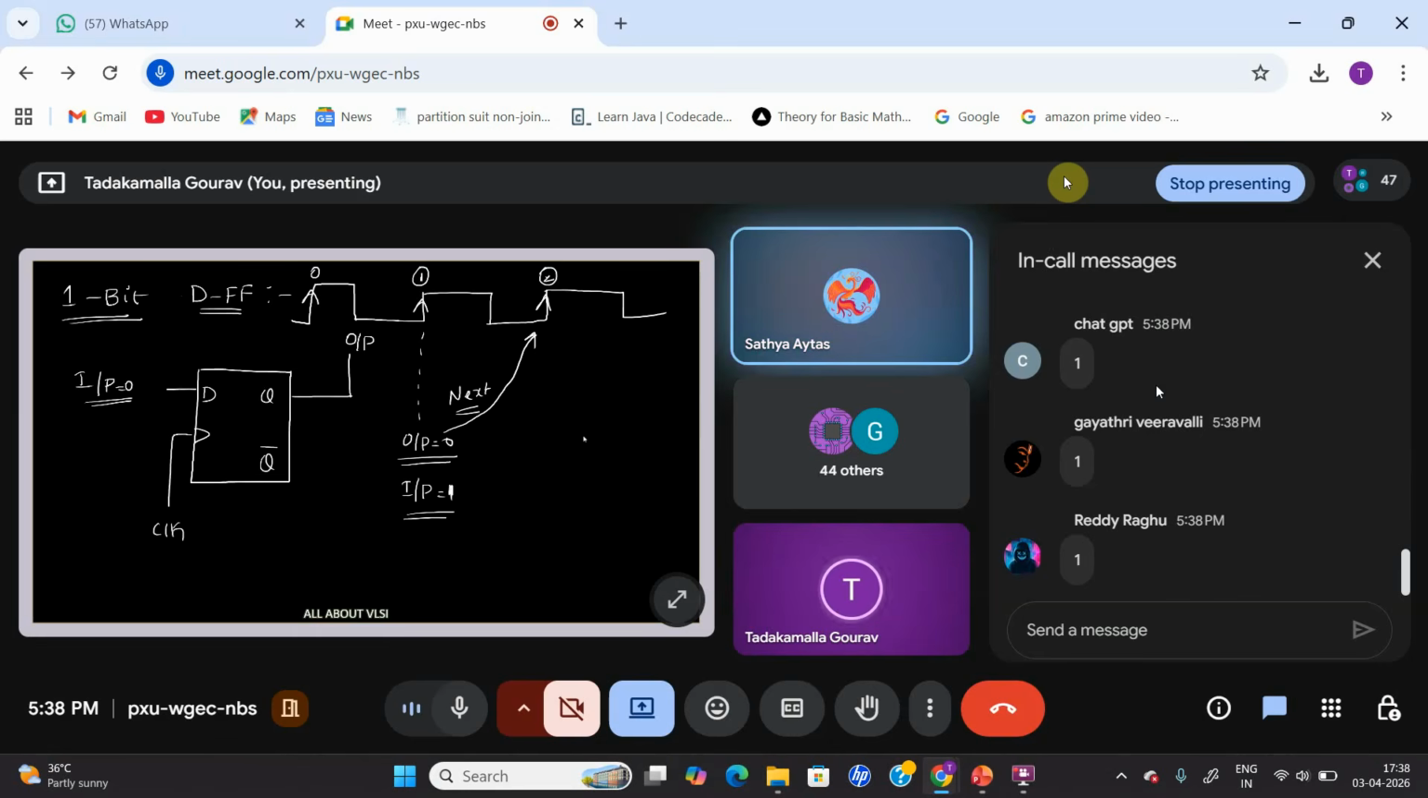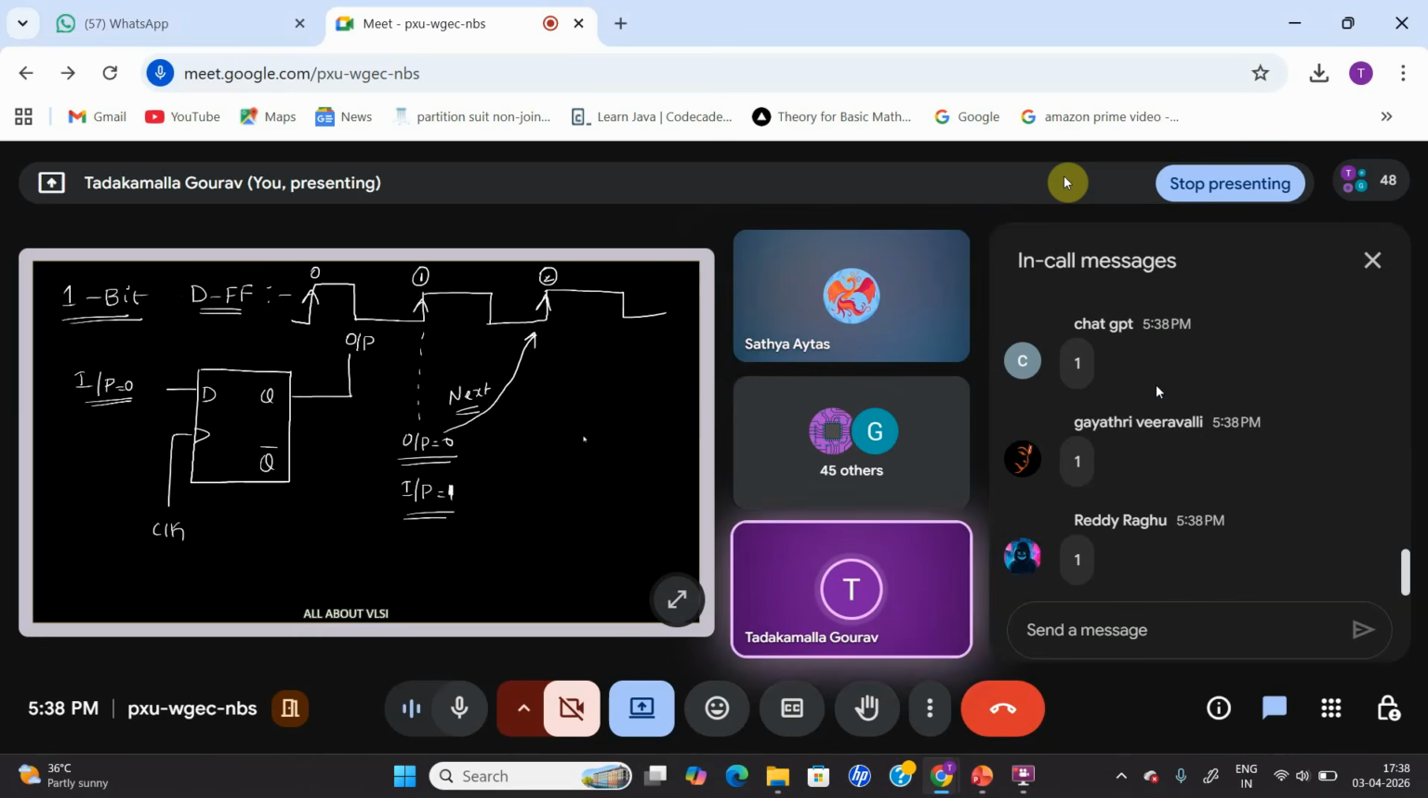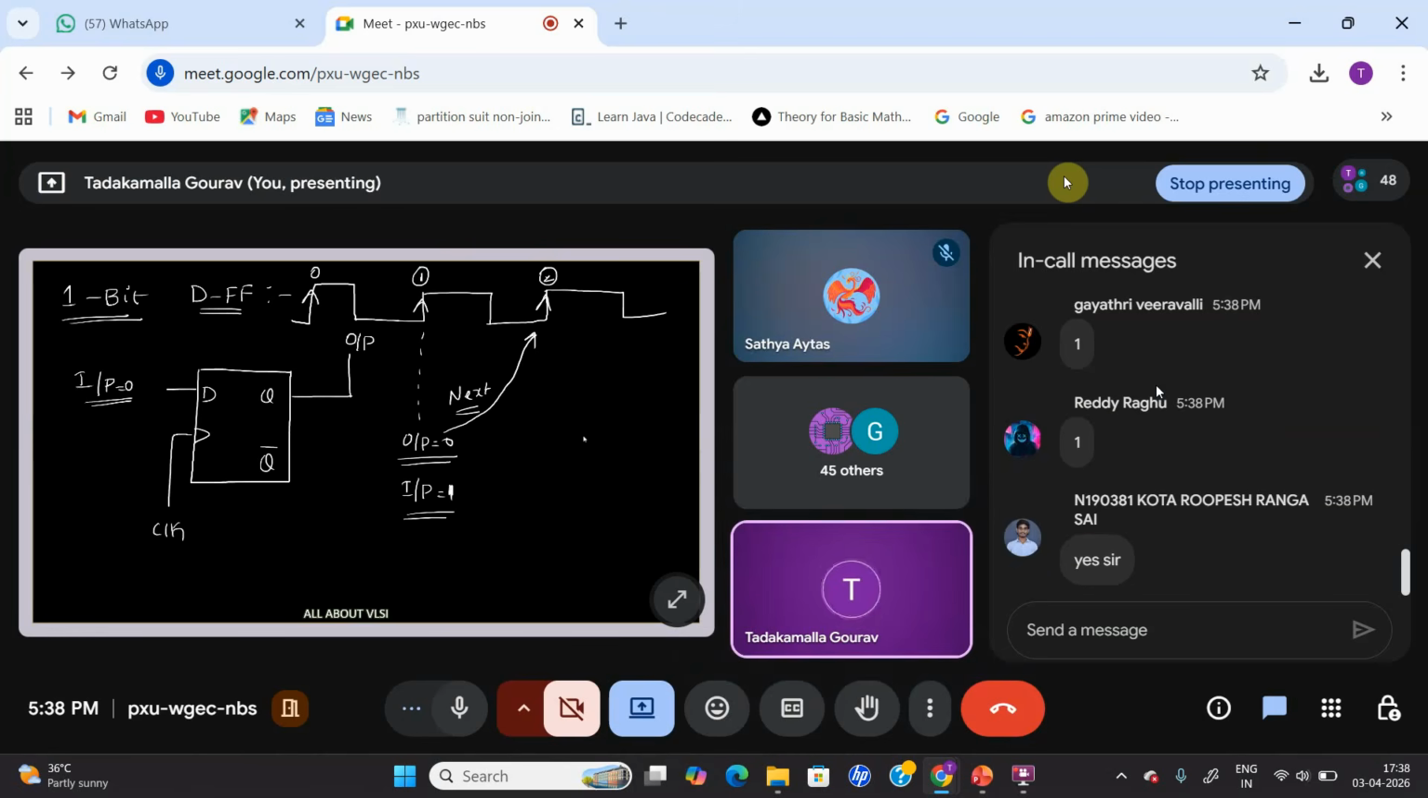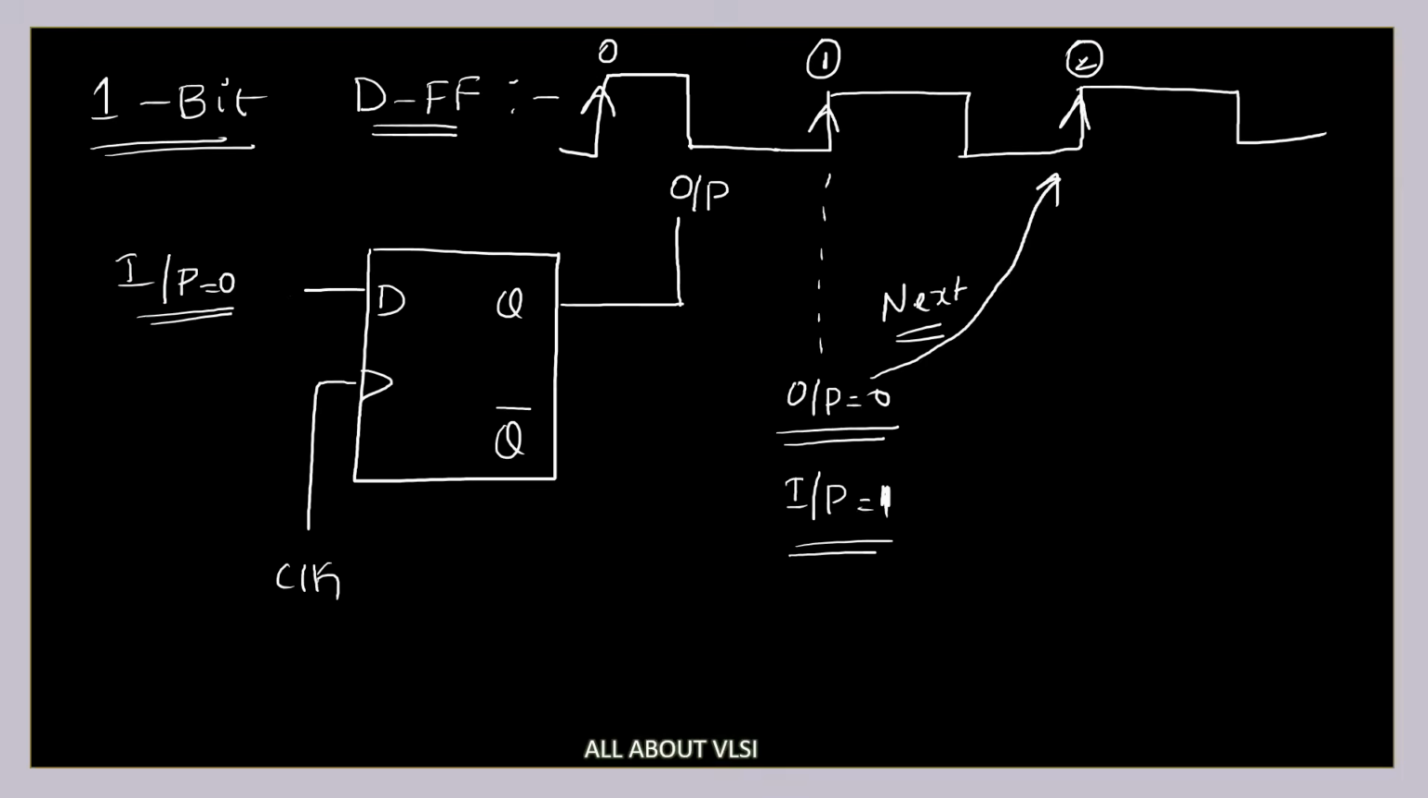Will I get my output exactly when I'm going to provide my input? No, right? I will get my output at the next clock edge. Am I right or wrong? Yes, obviously, right? Now, what will be your output at the next clock edge? It will be equal to 1. Output will be equal to 1.